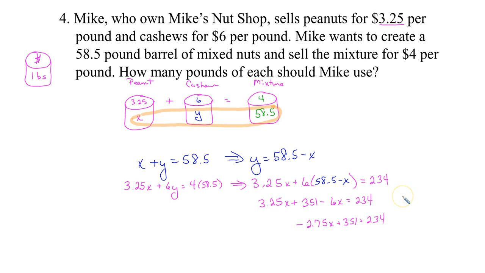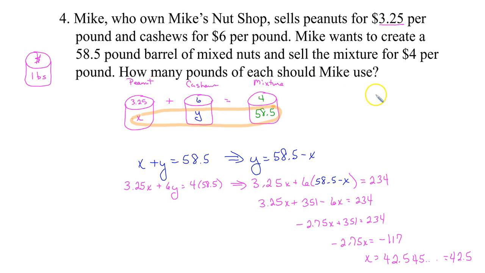Don't worry, we will not end up with a negative number because we do have a negative to divide by. And so I'm going to have negative 2.75x is equal to negative 117, dividing both sides by negative 2.75 is going to give me a decimal, and that's okay. So 42.545 and some change. We're going to round to the nearest tenth. So x is going to be 42.5 pounds.